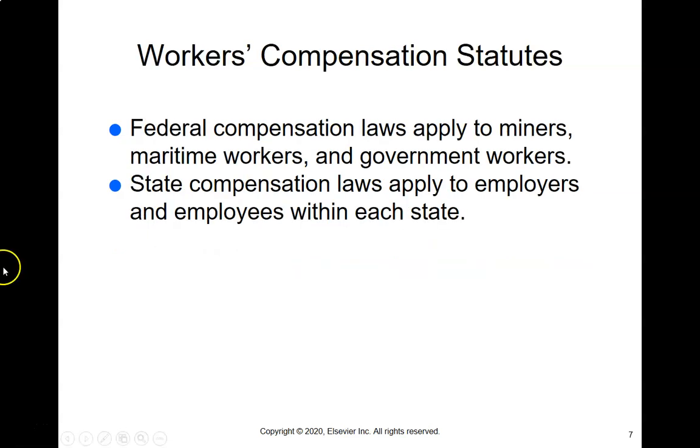Workers' compensation statutes. The laws vary state by state. The statutes relieve the employer of liability except for gross negligence. Statutes allow employees to be more easily and quickly compensated for lost wages, medical expenses, and disability. Federal compensation law applies to miners, maritime workers, and government workers. State compensation laws apply to the employees and employers within each state.